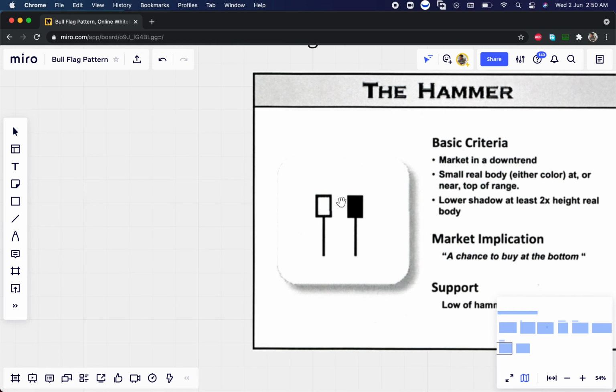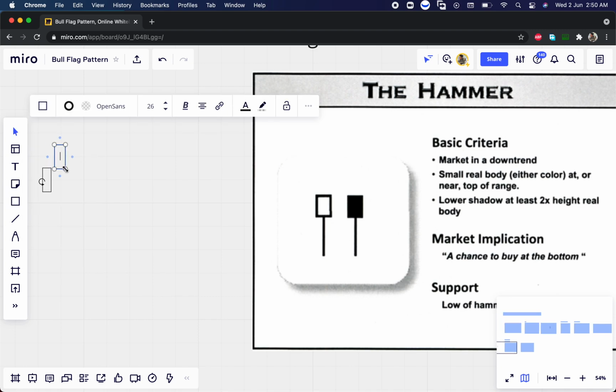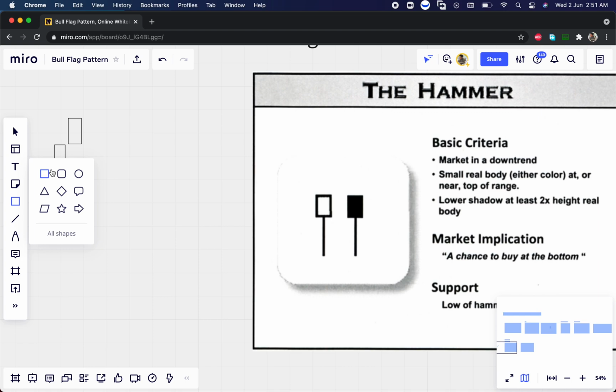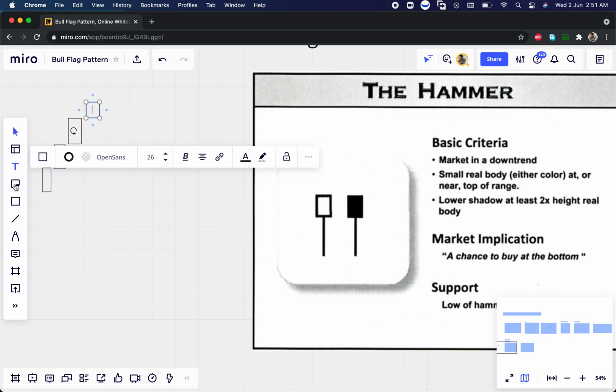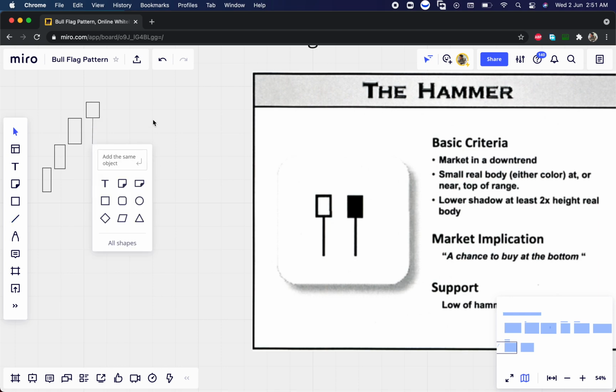For example, if you get a candlestick like this, okay, so now this is a hammer, but this is not a reversal signal. This doesn't mean that it's going to continue the strong bullish move.